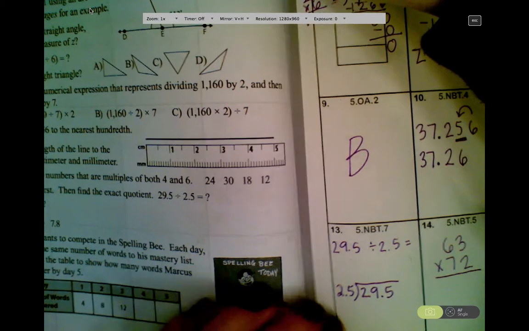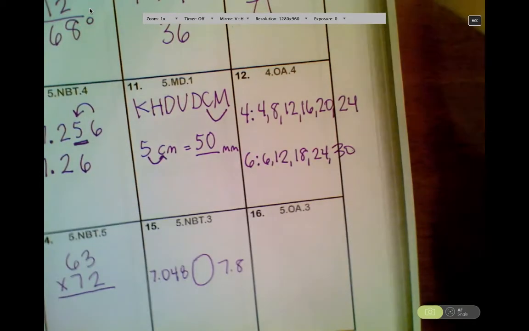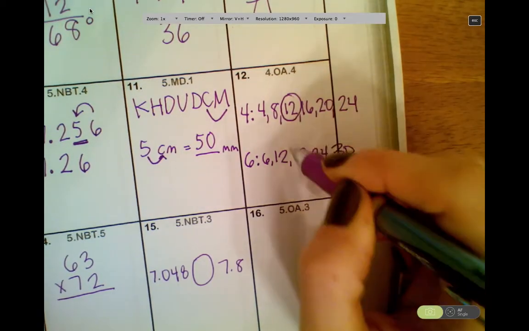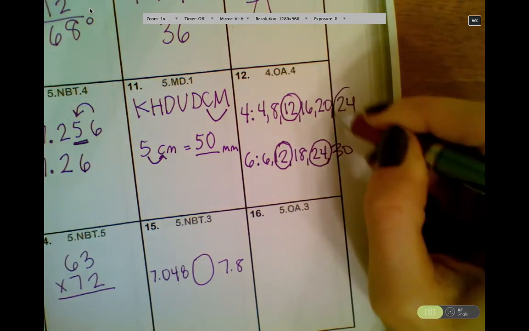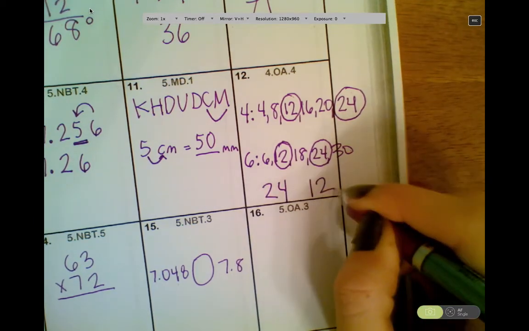So my options are 24, 30, 18, or 12, and I'll look over here at what I just wrote. I see that 12 is a multiple of 4 and 6, and so is 24. So that's your answer, 24 and 12.